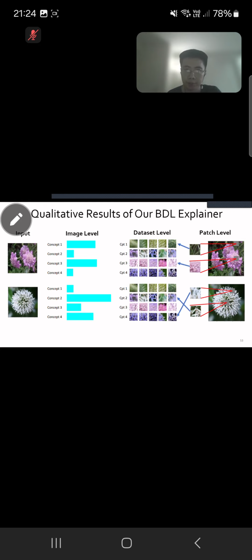And given an input image, we will be able to generate image-level explanations and say that this image is most relevant to concepts 1 and 3. And similarly, at the patch level, we will be able to tell which concept each image patch belongs to. And for another input image, we will be able to generate the corresponding 3-level explanations.